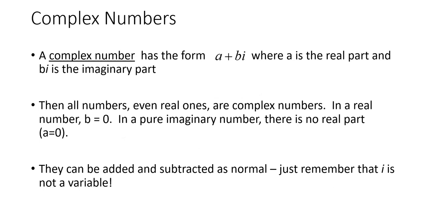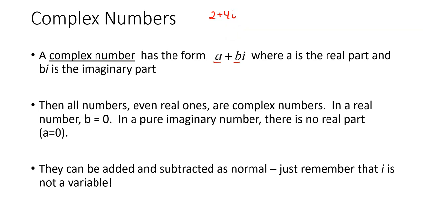So a complex number has the form a plus bi. The first part is the real part. The second part is the imaginary part, or the complex part, or the non-real part. So if you have 2 plus 4i, the 2 is the real part, the 4 is the non-real part. And so we write it that way to distinguish which part is which.